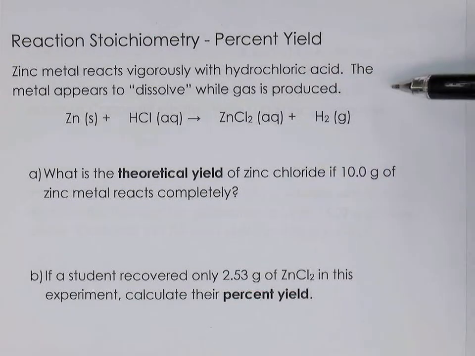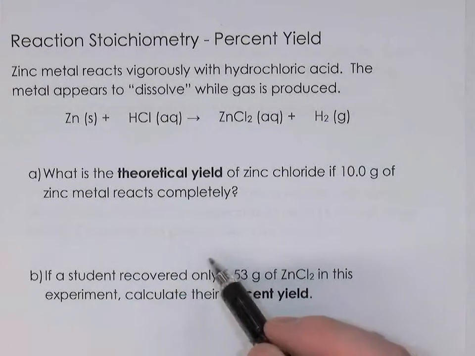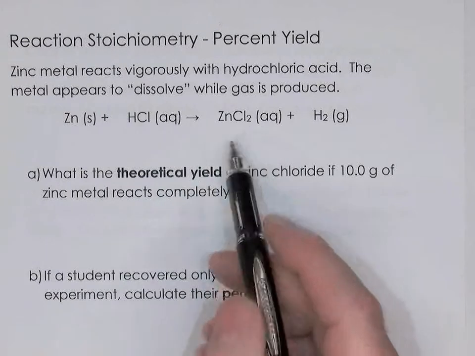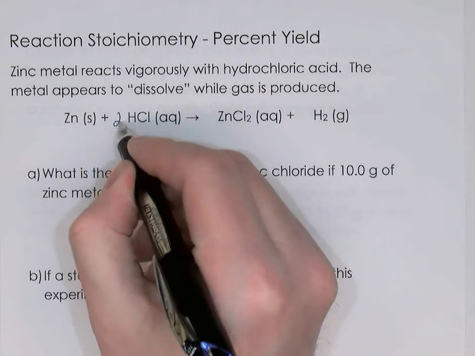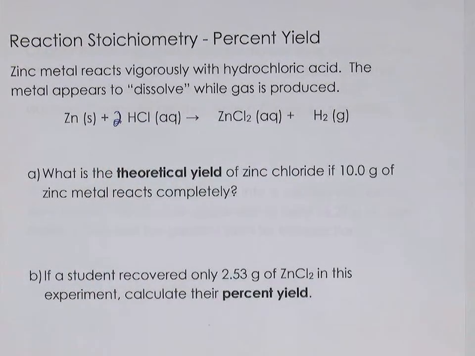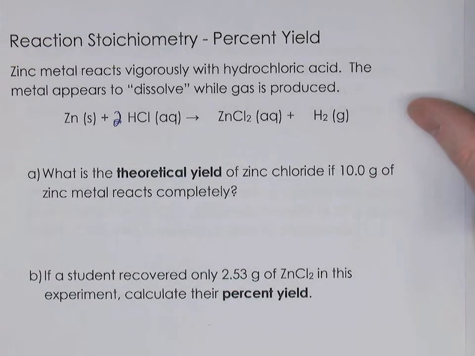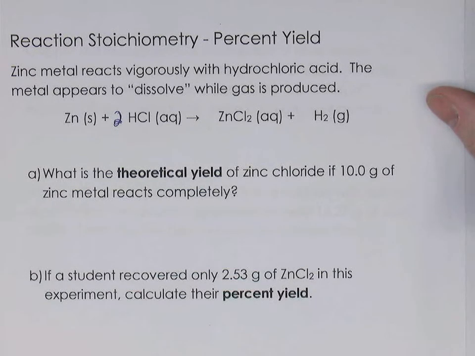Now, we need to balance the equation first. You can't do stoichiometry problems unless you have a balanced equation. So to jump in here, we see two chlorides on the right. I'll put a 2 in front of the HCl, and that will give me two chlorides on the left. That 2 also fixes the problem I had with hydrogens, and now the equation is balanced. So what is the theoretical yield of zinc chloride if 10 grams of zinc metal reacts completely?